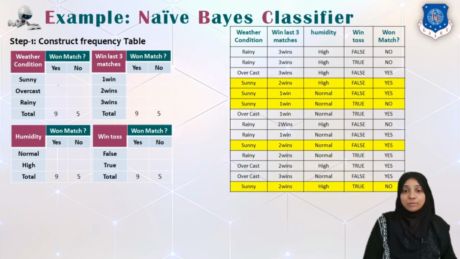Now in order to fill this particular row, let us consider sunny weather condition. So I will highlight all those rows which contain the sunny value. This one, not this one.